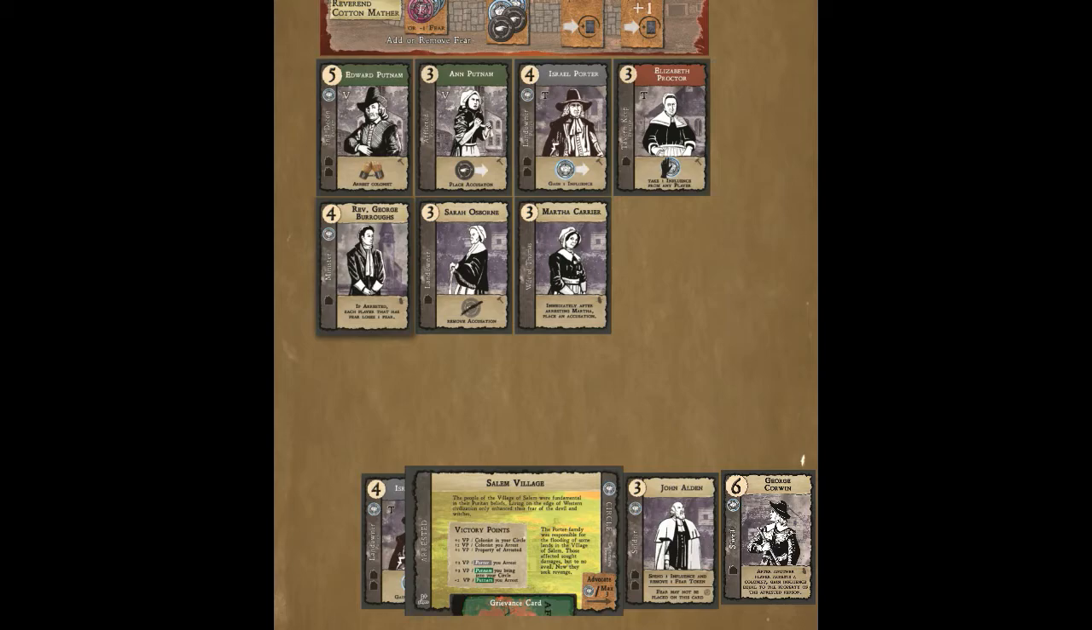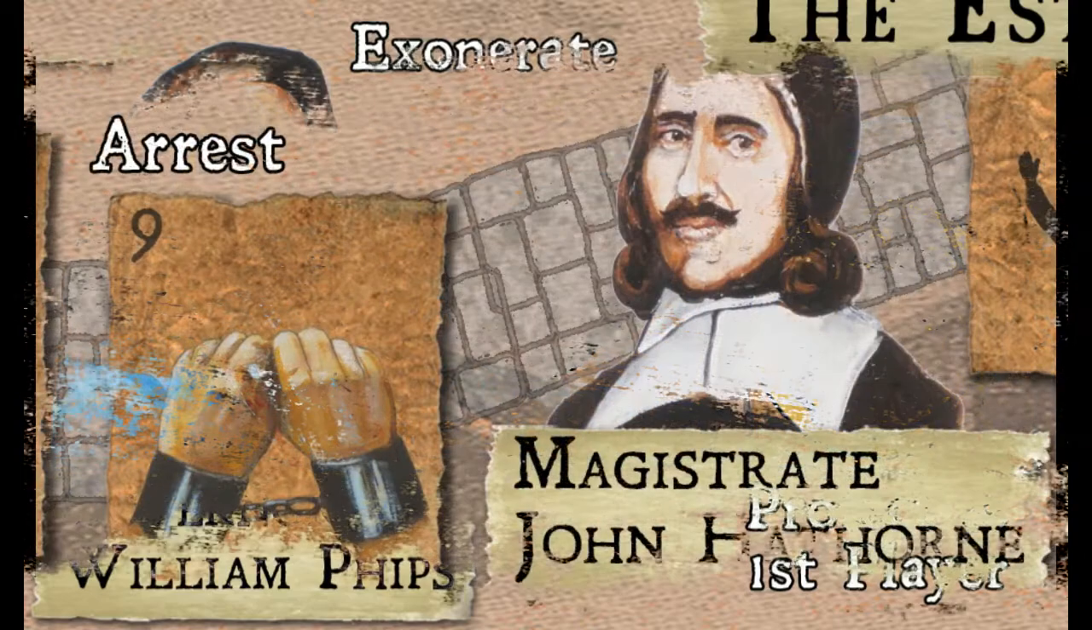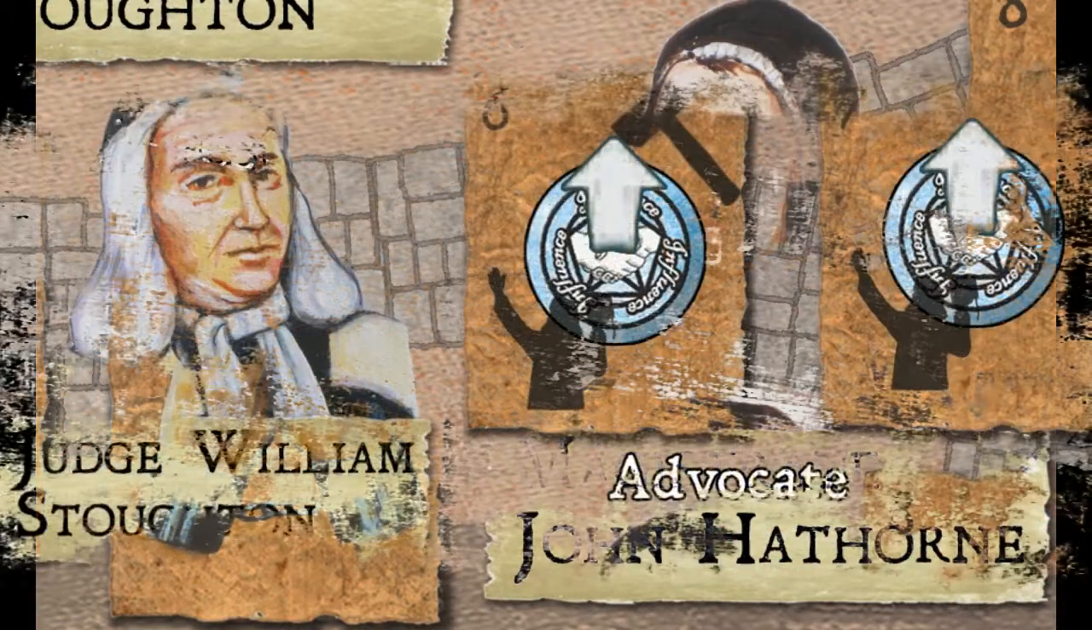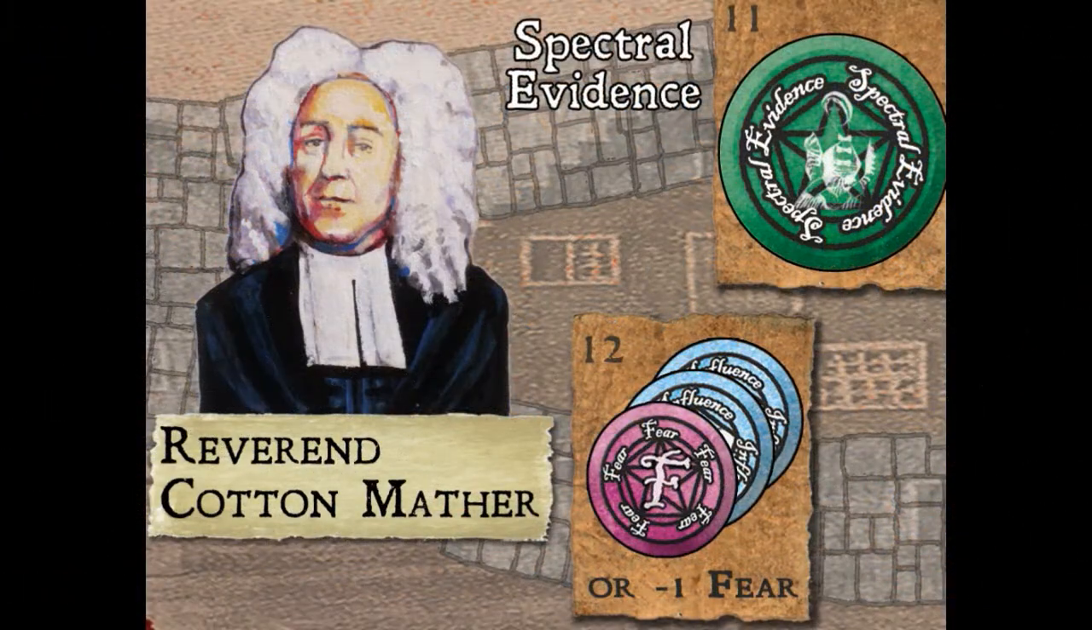You may also use that influence to ask the governor to protect individuals, for the magistrate to arrest others, the judge to help you to become more influential, or use Cotton Mather to spread suspicion.